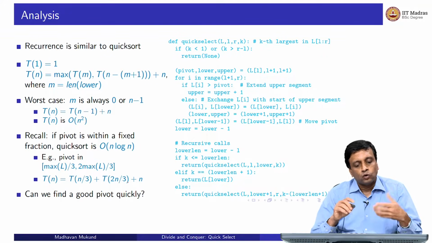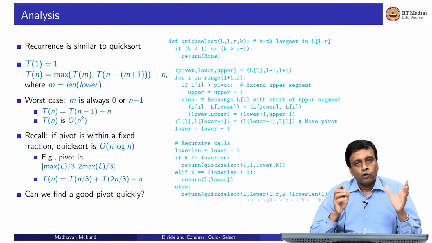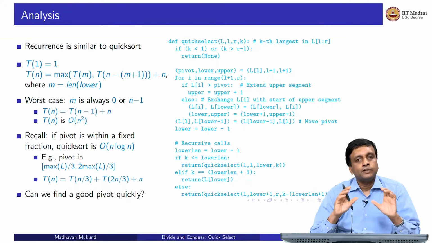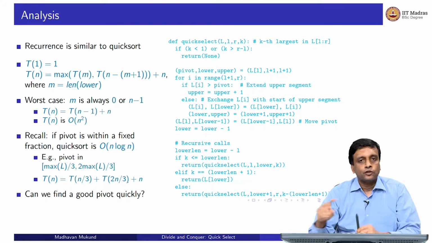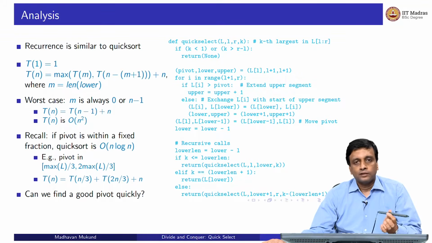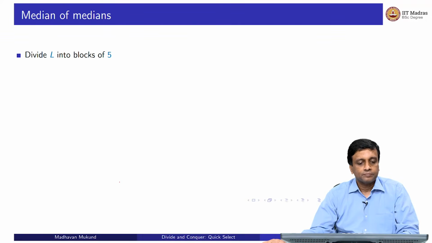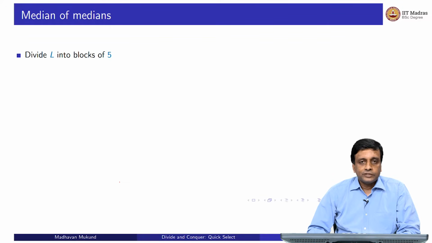So can we find a good pivot of this form, a pivot which is somewhat guaranteed to give us a fixed fraction of elements that will be pushed into one of the two partitions, rather than this extreme case of 0 which we have when we take just the value at the first position or the last position in the list, or any fixed position. So here is a very clever idea which achieves this.